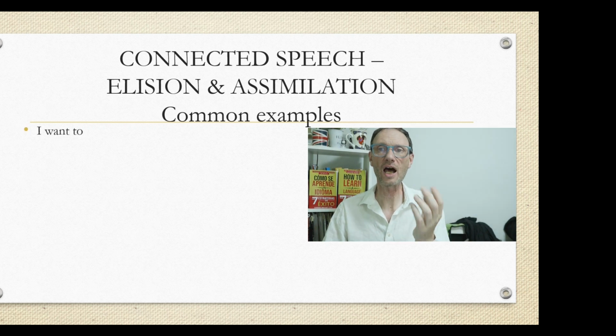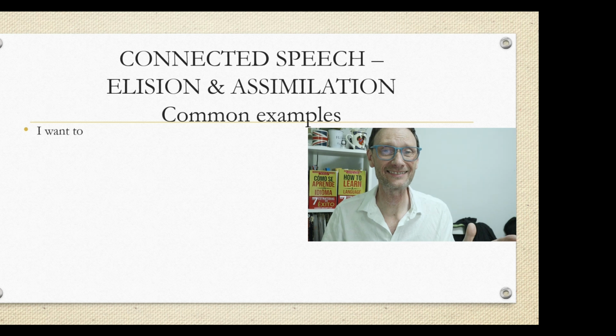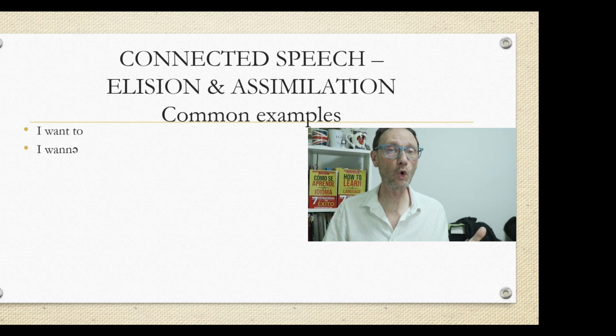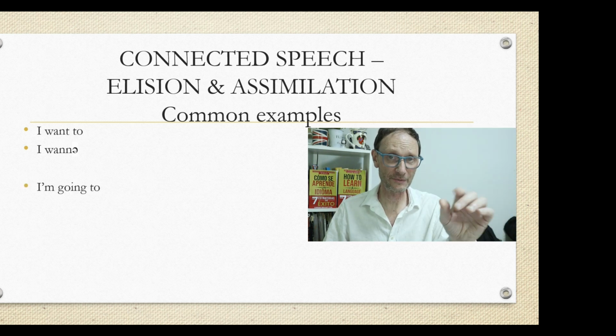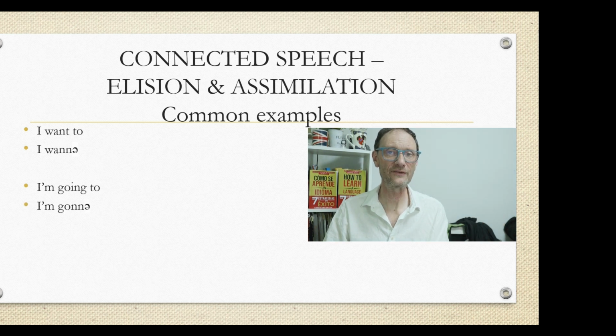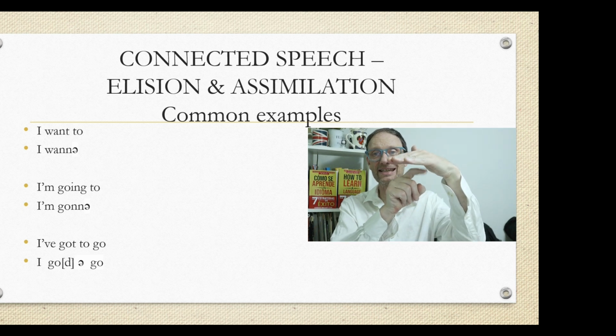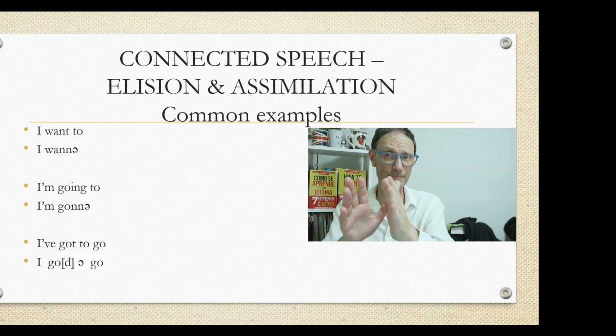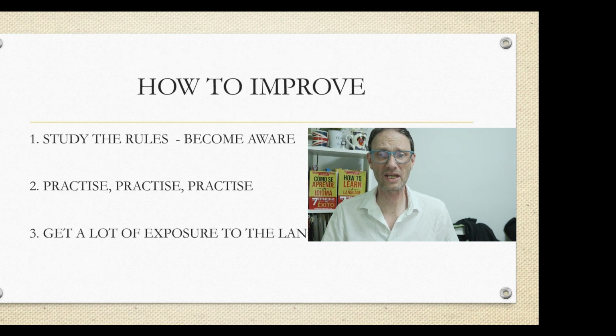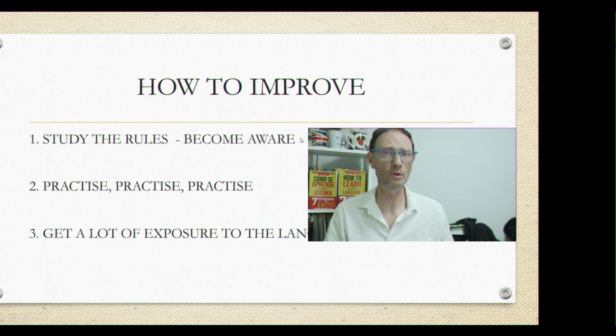Finally, let's look at some examples of elision and assimilation together with three very, very common phrases which I'm sure you've seen. I want to becomes, anybody? Do you remember? I wanna go, I wanna eat. I'm going to becomes, come on then, you can tell me. I'm gonna go. And finally, I've got to go, I've got to becomes I gotta, with a tap D we call it. So at the top of your mouth, your tongue taps. I gotta go, tengo que irme. Which is more or less what I have to do now, I gotta go.